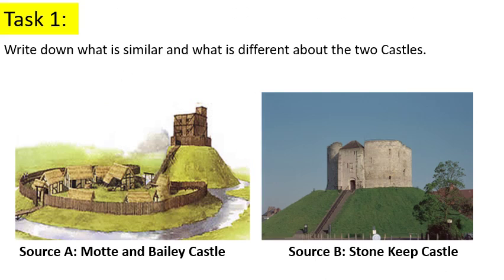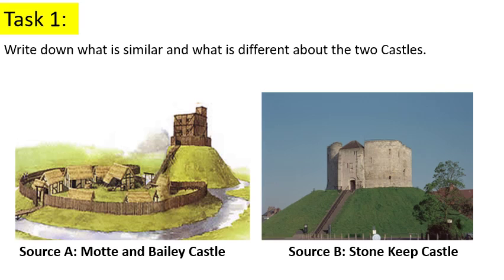So for this task, what I want you to do is look at the 2 pictures. So you've got a Motte and Bailey castle there on the left, and then on the right, you've got a stone keep castle. I just want you to write down what is similar and what is different about the 2 castles. Even if you can only get one thing, that is fine. So pause the video here to do that. Get that written down, press play when you are ready.